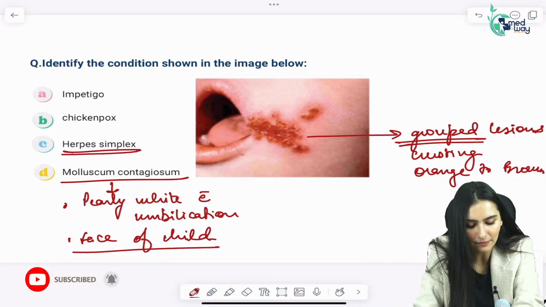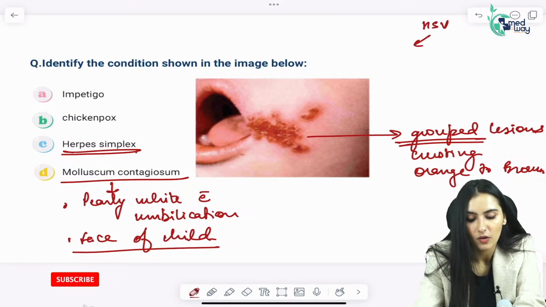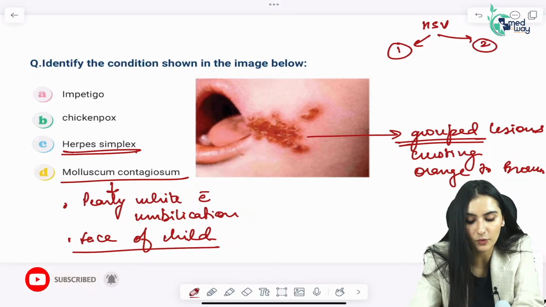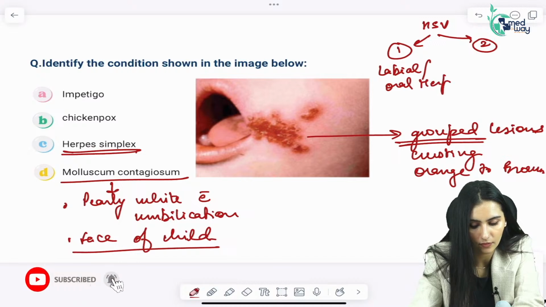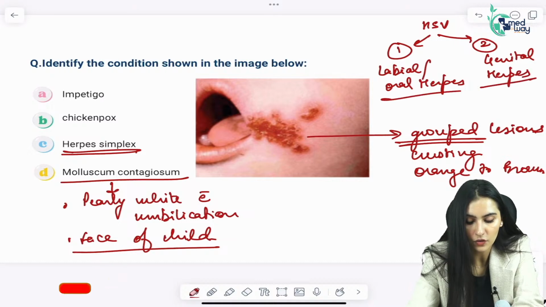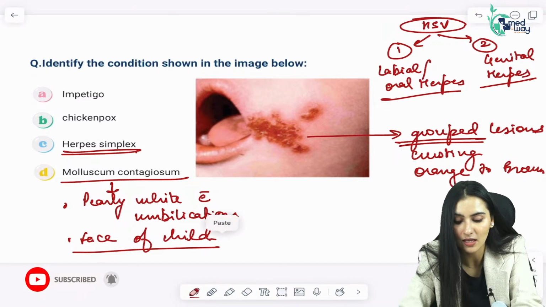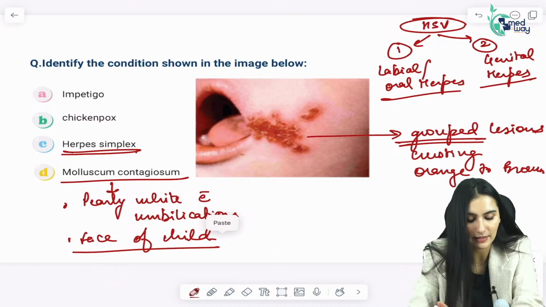Herpes simplex. Again, you have herpes simplex, HSV virus 1 and 2. HSV1 is going to give you labial, basically oral herpes. HSV2 is going to give you genital herpes. Okay? But does it look like this? No, it does not look like this. That crusting, that orange color crust over here, that is not seen in herpes.